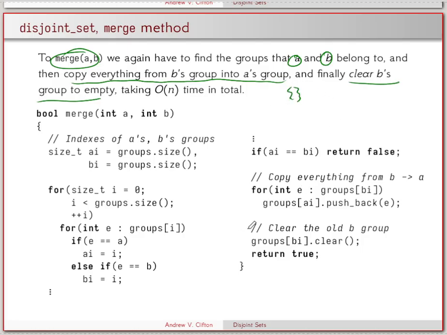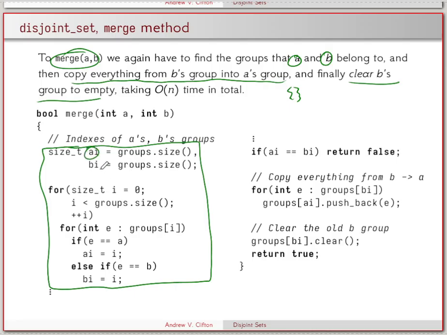So this takes a fair bit of code. First we're going to figure out the index where A's group is and B's group is. That's this step here. AI is the index of the group that A belongs to, BI is the index of the group that B belongs to. So I'm looping over all the groups, and for each thing E in a group, if A is in this group, then A's index is I. If B is in this group, then B's index is I.